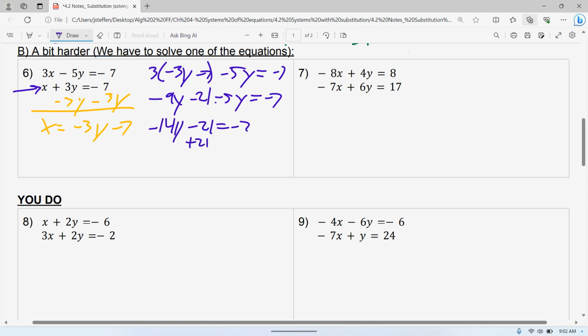I add 21 to both sides. I end up with negative 14y is equal to positive 14. Divide both sides by negative 14. I end up getting y is equal to 1.